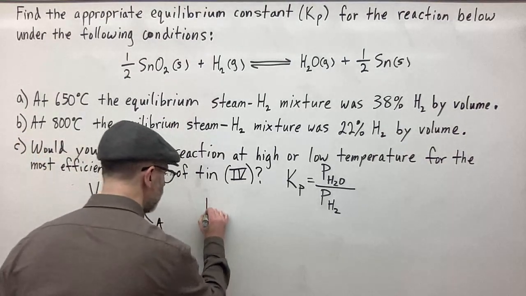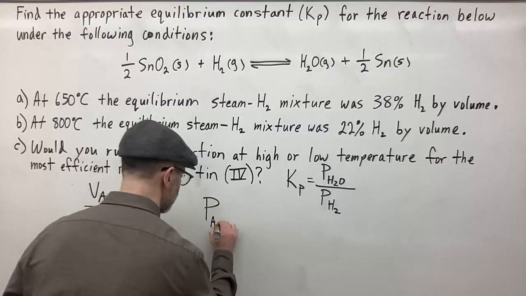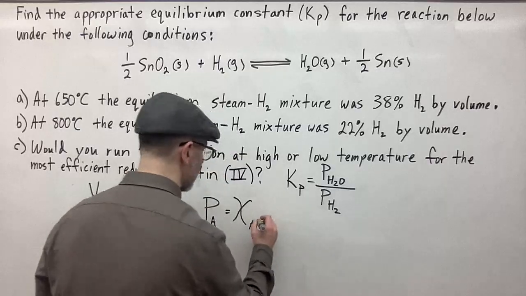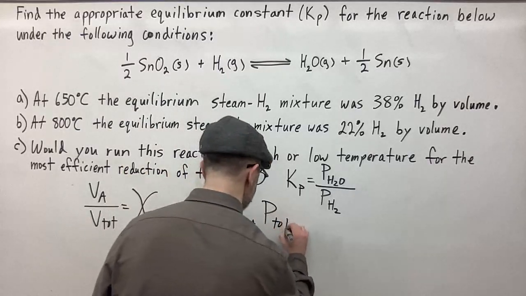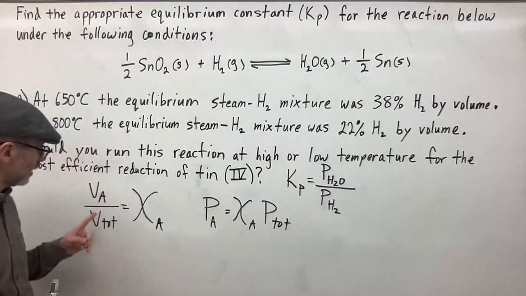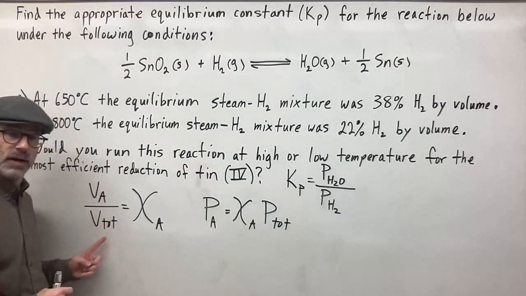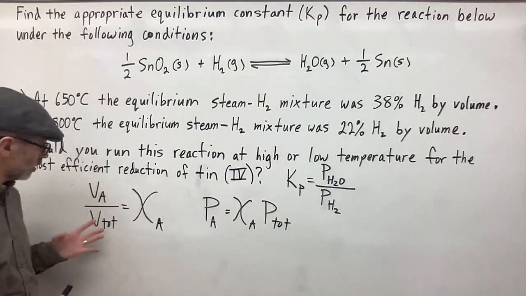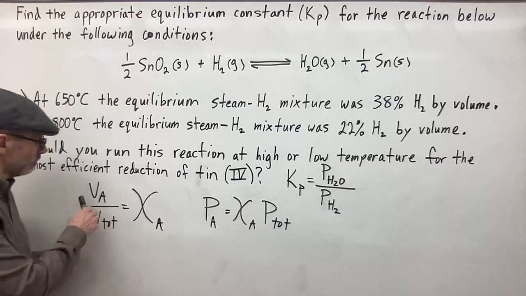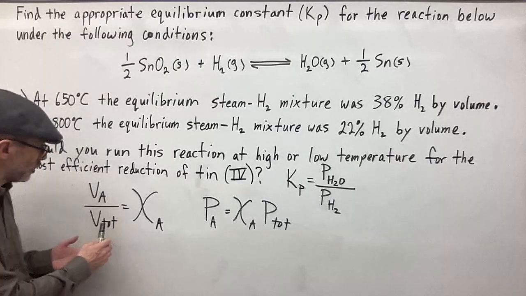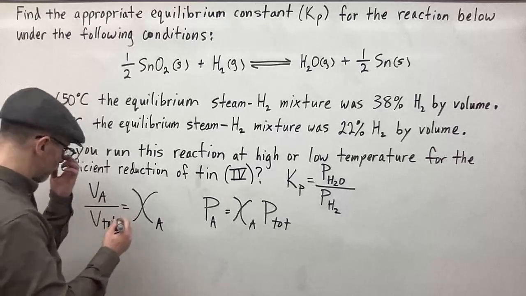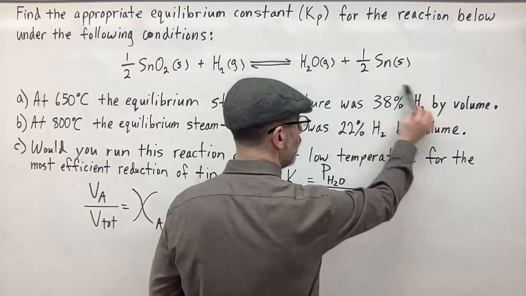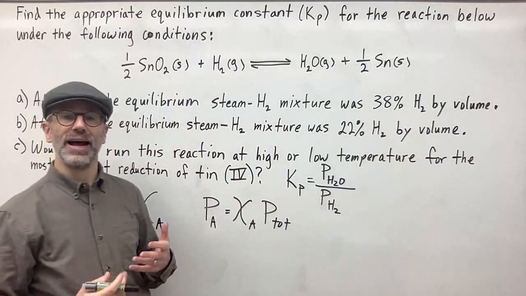So we know another equation that's very similar. The pressure of A is equal to the mole fraction of A multiplied by the total pressure. But I just showed you that this is equal to the mole fraction of A. So we can use this as our mole ratio. So here, all I would need to do is divide this by 100, but I could also just assume that I have 1 atmosphere of gas.